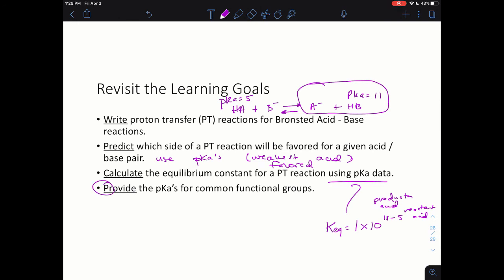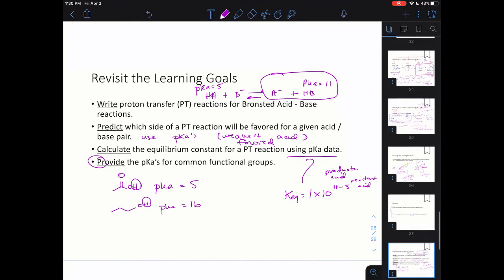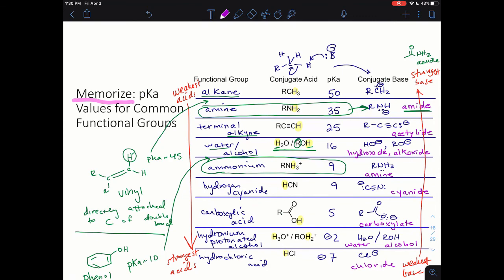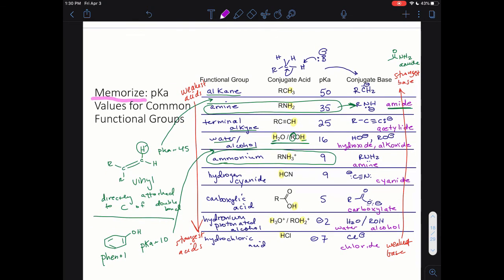And then finally, you should be able to provide the pKa's for common functional groups. If you see a carboxylic acid, you should identify that that is the acidic proton, and the pKa will be about 5. Or that's a good starting place anyways. If you saw some alcohol, this proton might be acidic, and a good starting place to think about its acidity is a pKa of 16. So go ahead and memorize these pKa values for common functional groups that we discussed. And then you need to practice, practice, practice.